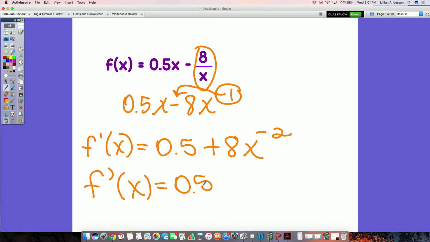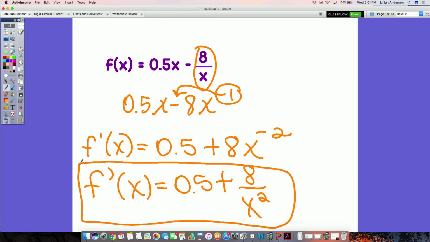Does everything go to the bottom? No, just the variable in the exponent. Just the variable and the exponent. And then that is our derivative.